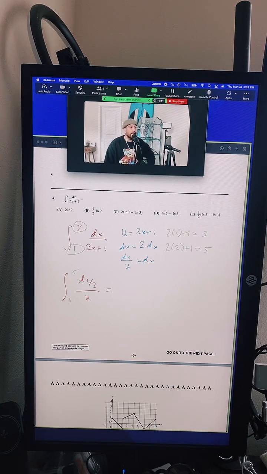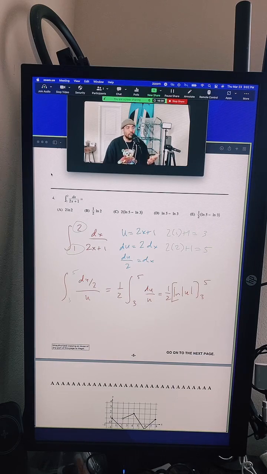And before I simplify this, I have du over 2. I'm just going to put it on the outside. This is a 1/2 integral from 3 to 5 of du over u. And this is a simple natural log. So now we have 1/2 natural log of u. And my parameters are from 3 to 5.